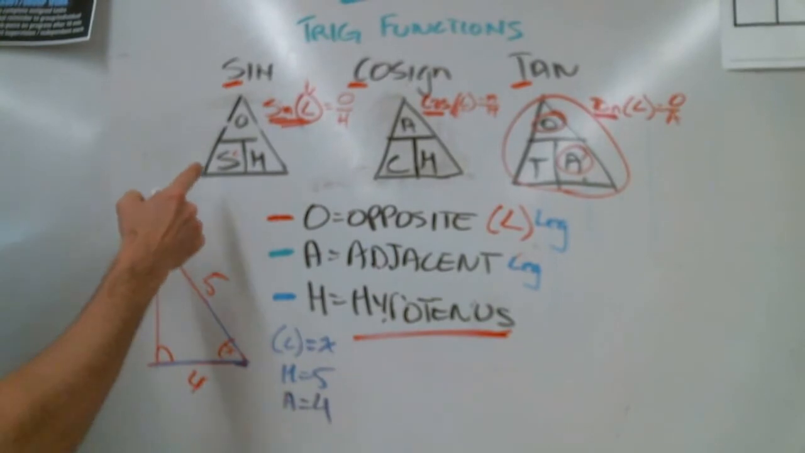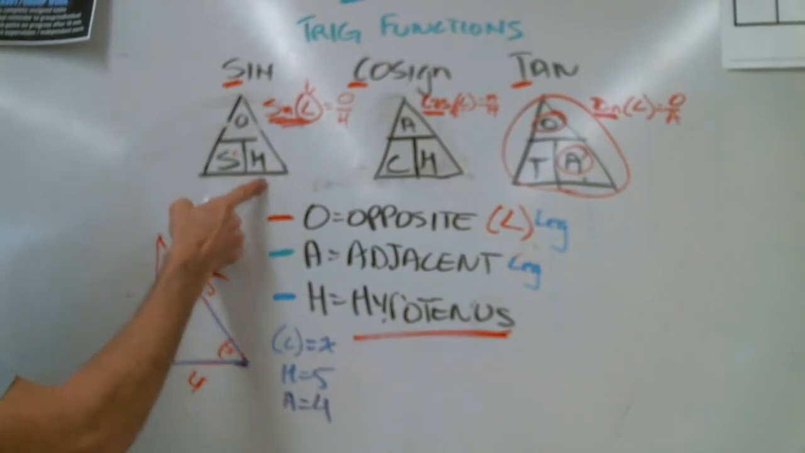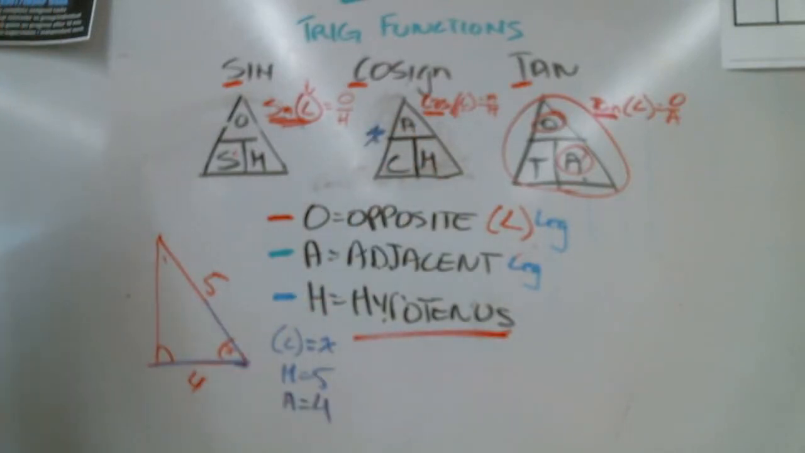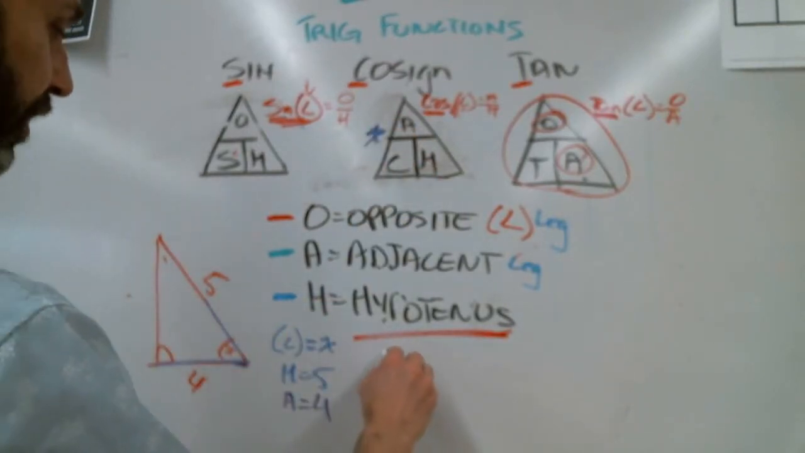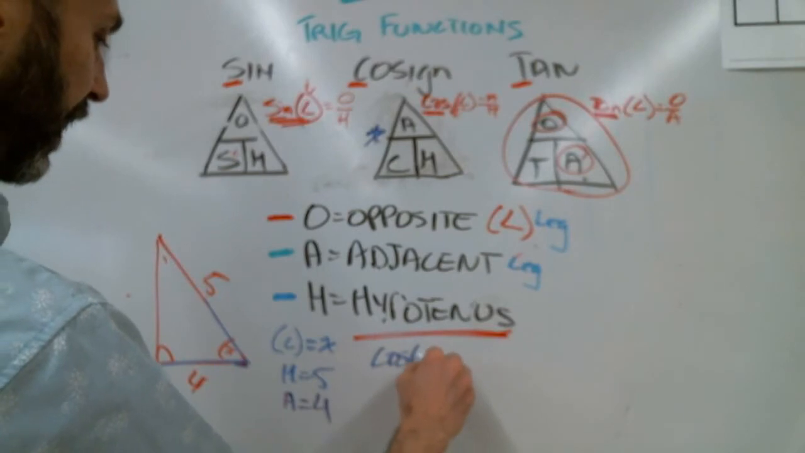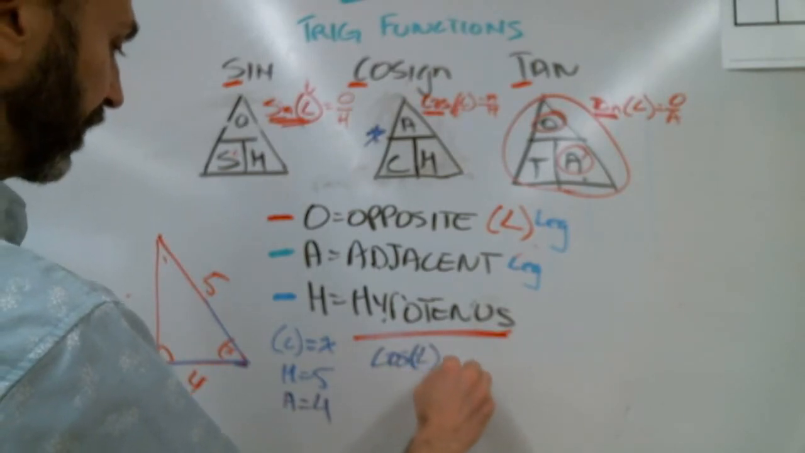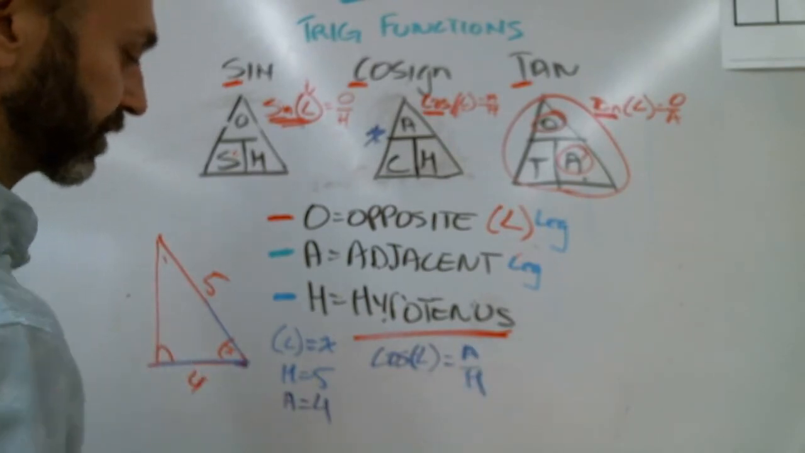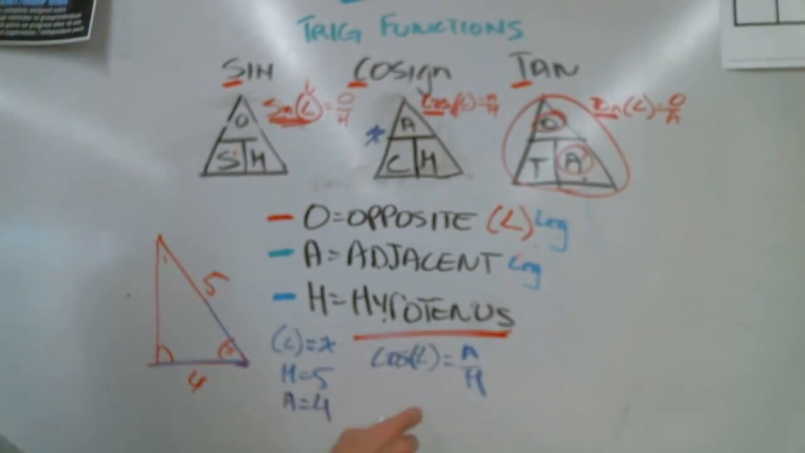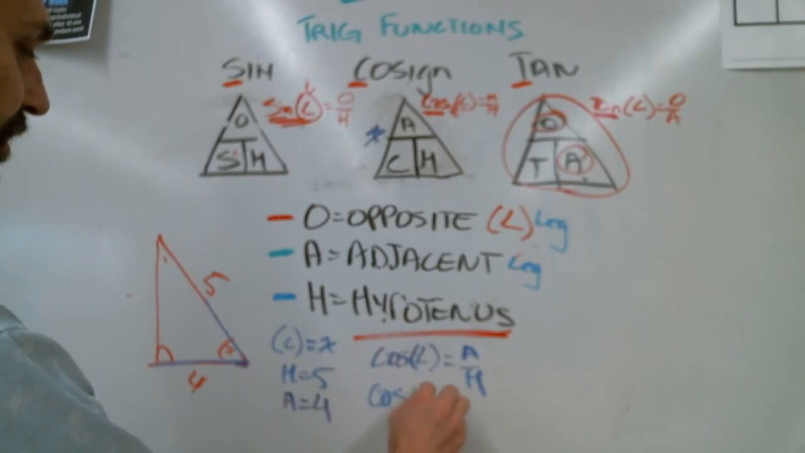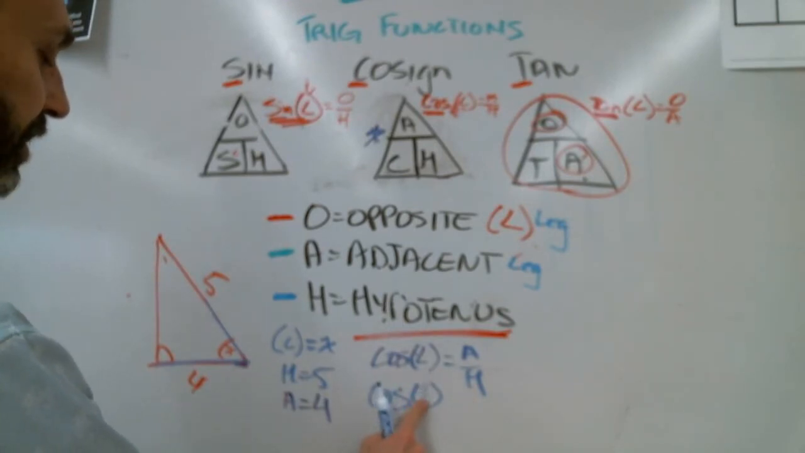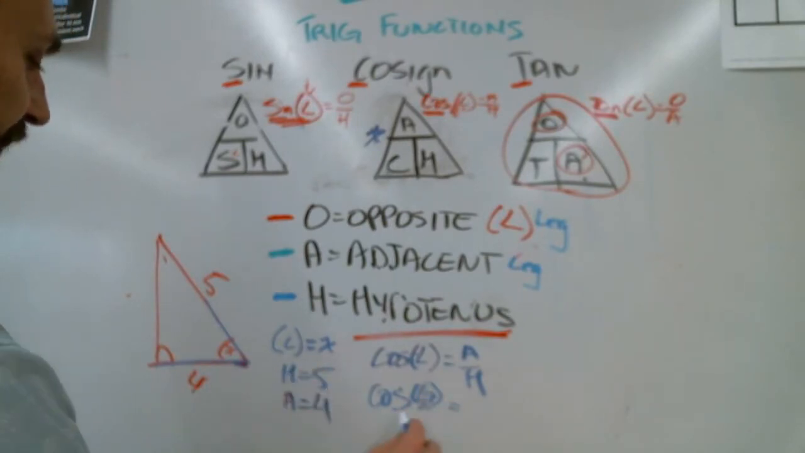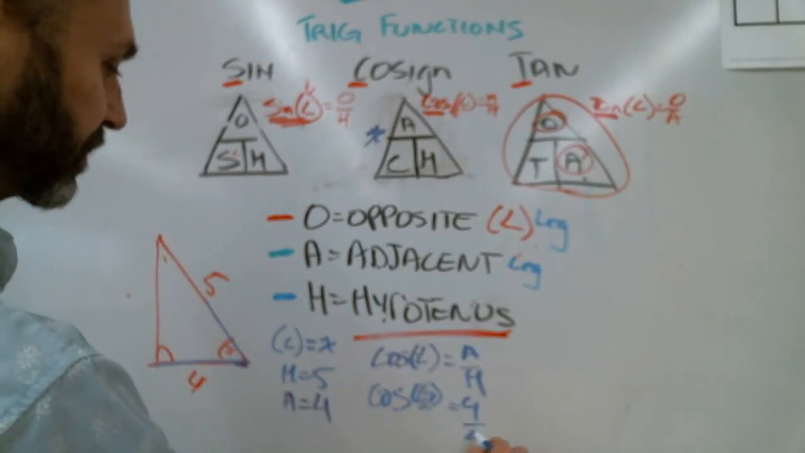So we look at our ratios. Opposite over hypotenuse, no. Adjacent over hypotenuse, bingo. That's the one. So it's CAH. So the cosine of the angle equals adjacent over hypotenuse. Now, when we fill this out, I get cos of angle x. Adjacent is 4. Hypotenuse is 5.